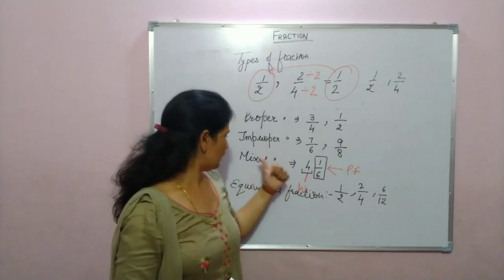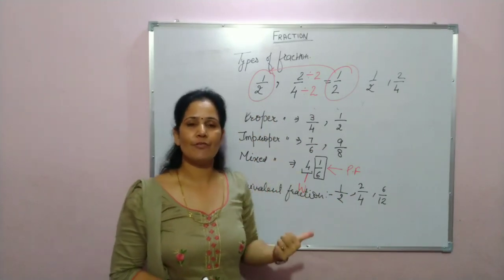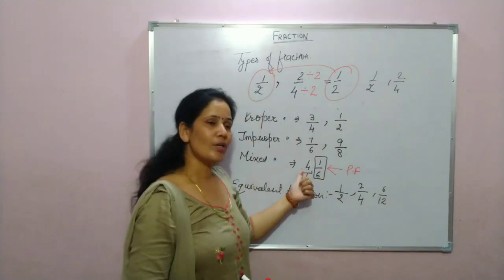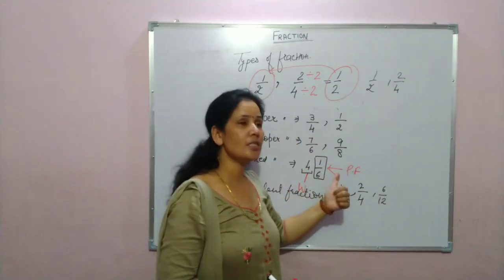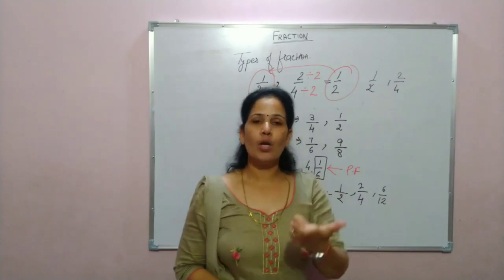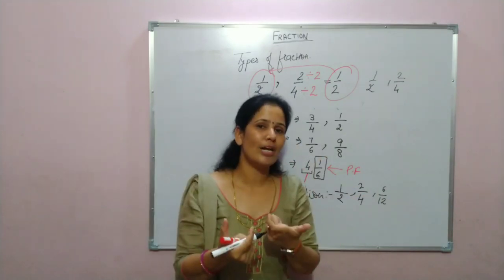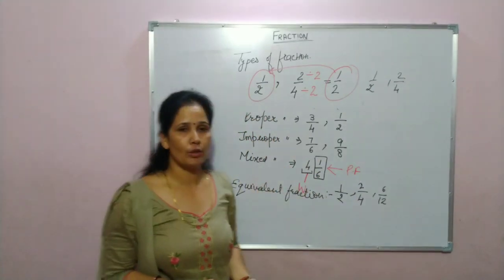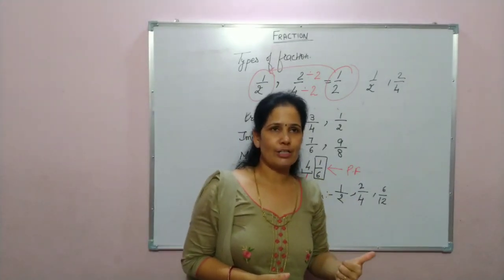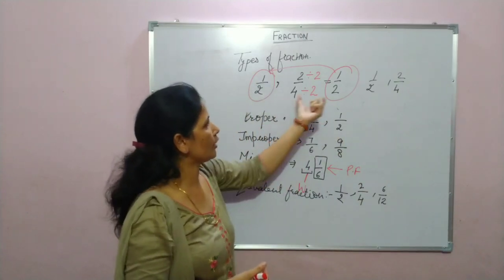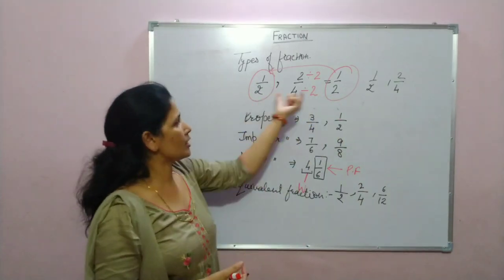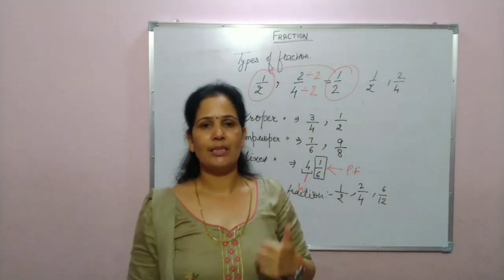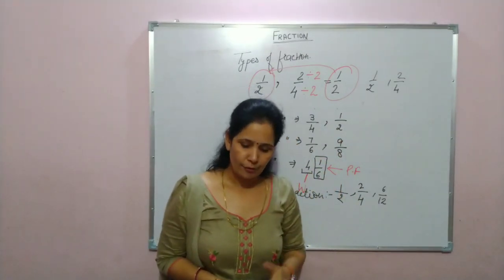Then we discussed mixed fractions. A mixed fraction is a combination of two terms: first a whole number and another a proper fraction. If a whole number and a proper fraction combine together, they form a mixed fraction. Then we discussed equivalent fractions. Equivalent fractions means that when we reduce the fractions to their basic terms, if the basic fractions are equal, then those fractions are equivalent fractions.